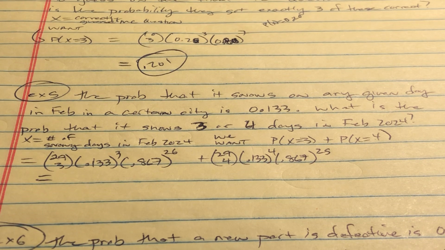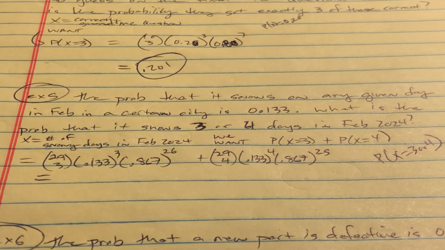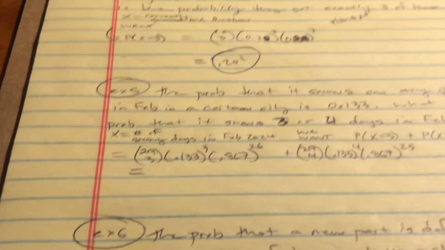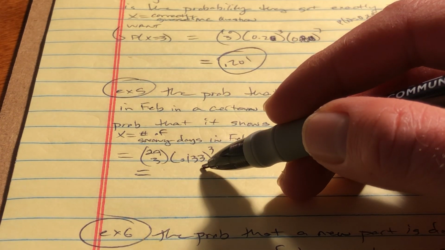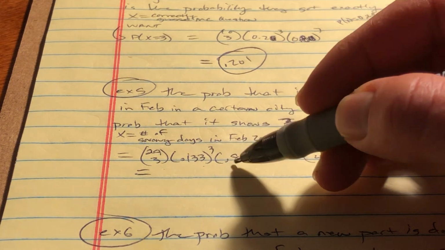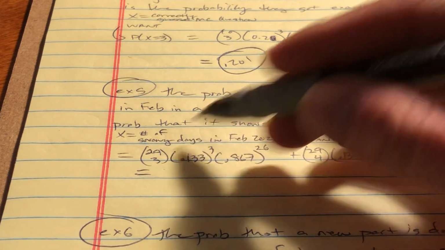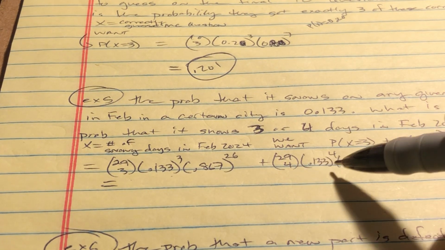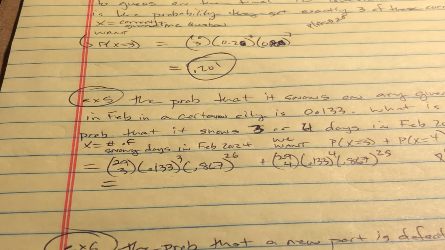What's the probability X is 3 plus the probability that X is 4? You could also say, what is the probability that X is 3 or 4? In 29 days, I want 3 of them to snow. That's the probability of it snowing, 3 days. Then the probability of it not snowing, 26 days, because 3 plus 26 is 29 days. Plus, out of the 29 days, I want it to snow 4 times. Probability of it snowing, 4 days. Probability it doesn't snow, 25 days.